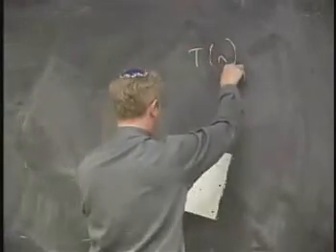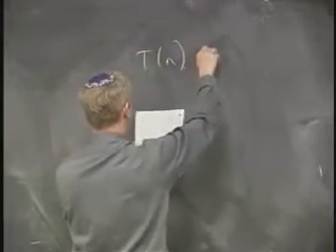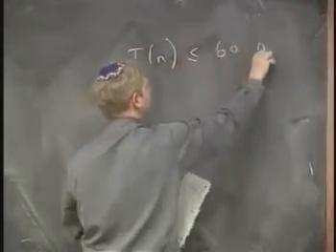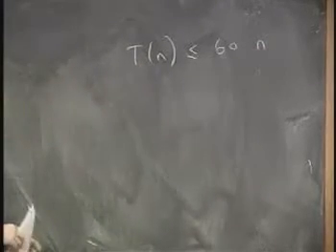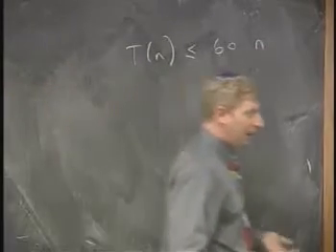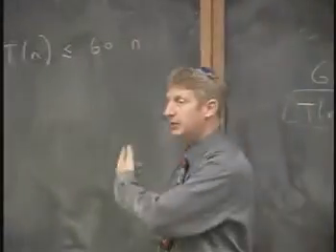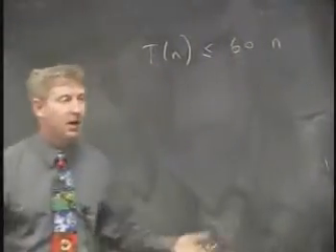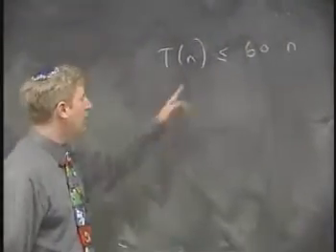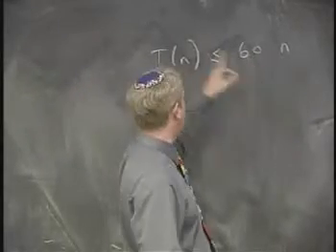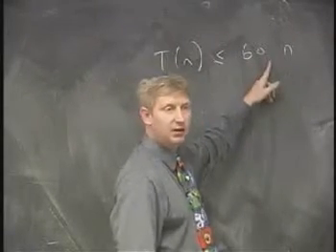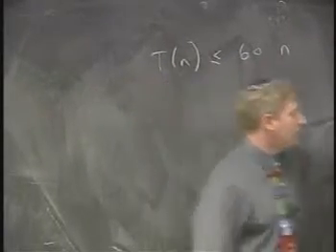So I'm going to guess a wrong guess, just because I have no clue what this complexity is, and I'm going to guess that T of n is less than or equal to 60 times n. And don't ask me why I picked 60, because I picked it for no good reason. I'm hoping that this is less than something linear times n, so I picked a number, 60n. And I'm going to try to prove this by induction, assuming this is true.